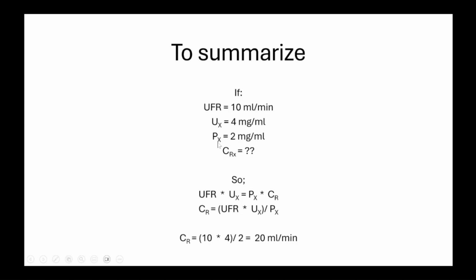So we can put the variables in one equation in which the flow rate multiplied by the urine concentration equals the plasma concentration multiplied by the clearance rate. Putting the clearance rate on one side of the formula, we divide by the plasma concentration on both sides. So we end up with the clearance rate equals flow rate multiplied by the urine concentration of the substance divided by the plasma concentration of the substance. By applying this to our example, we found that the clearance rate of the substance X was 20 ml per minute.